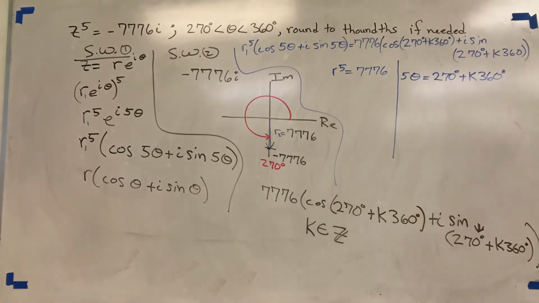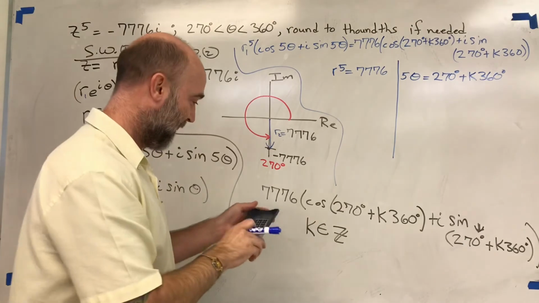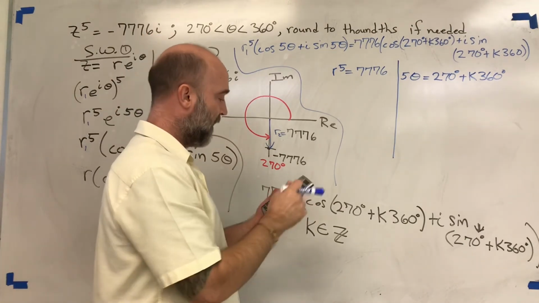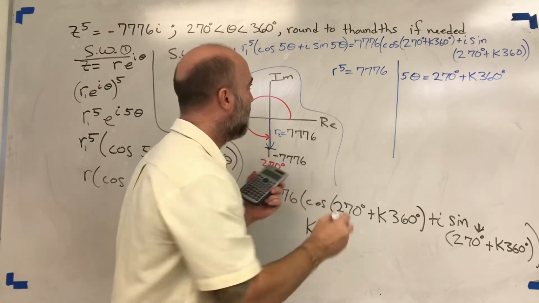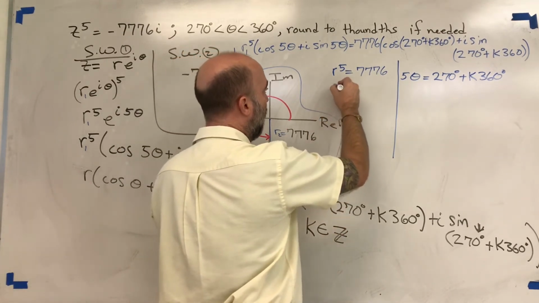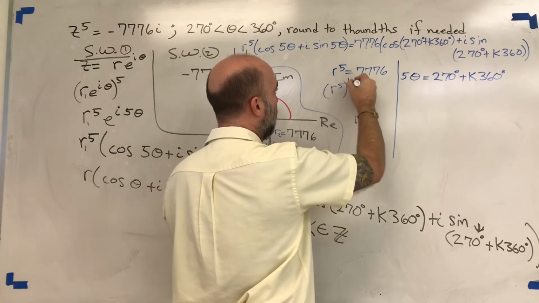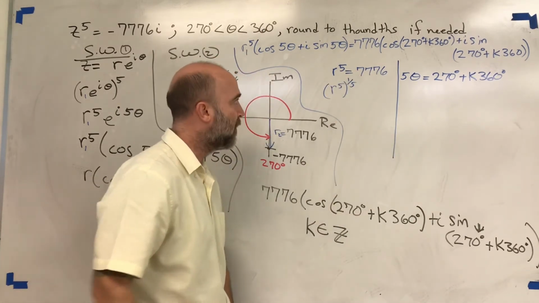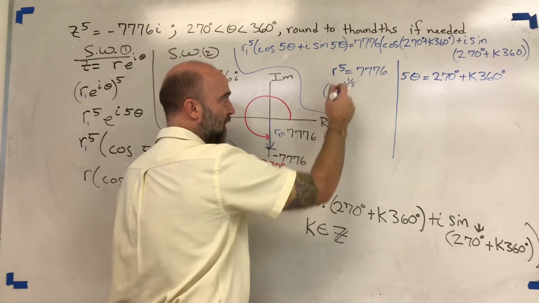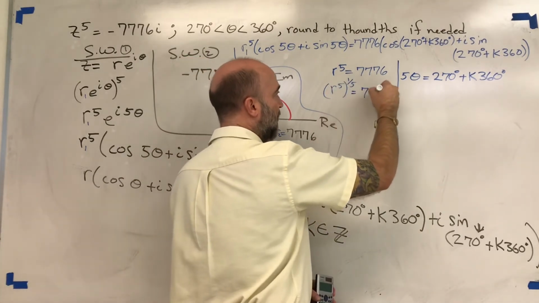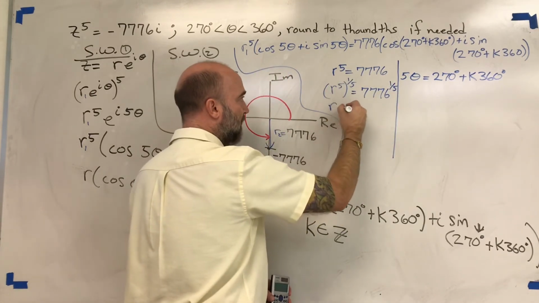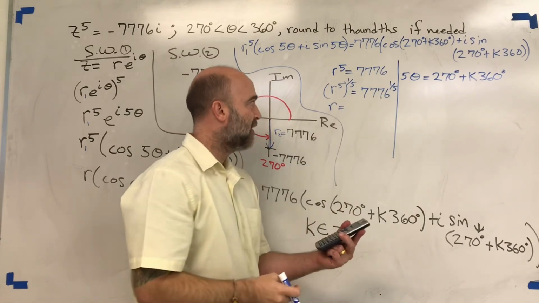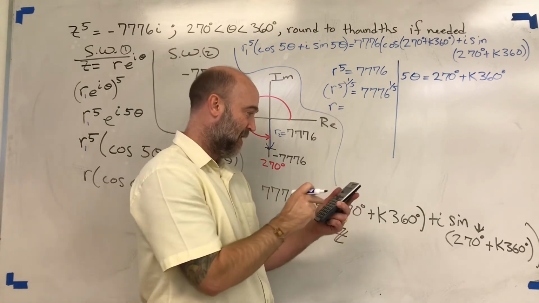Let me get that calculator. All right. So when I type this on the calculator, we don't have fifth roots. So what we do is we use the exponent 1 over 5. Remember, an exponent to an exponent means multiply. So what we do to one side, we do to the other. And those go away, and we're left with r is equal to, what is 7776 to the 1/5 power?